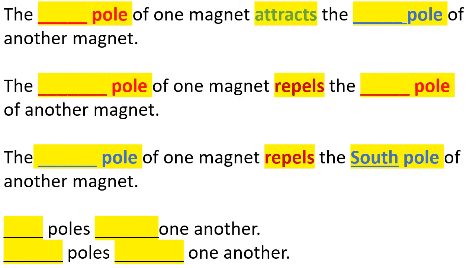So fill in the gap. The blank pole of one magnet attracts the blank pole of another magnet. The blank pole of one magnet repels the blank pole of another magnet. The blank pole of one magnet repels the south pole of another magnet. Blank poles do what to one another?